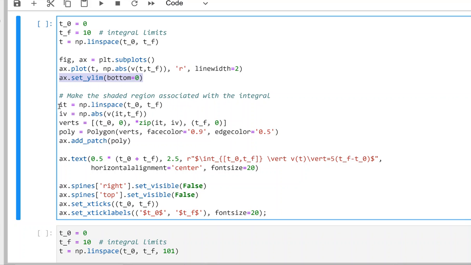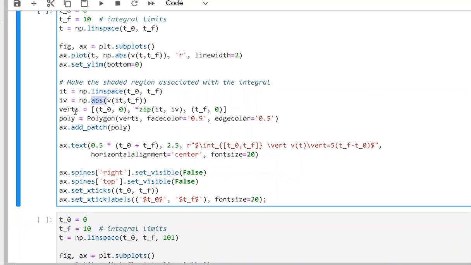with the integral. So the part of the integral I want to consider, the integral values for t, is t naught to tf. The integral values I'm going to use for the velocity are just the evaluation of that function v, and I'm using the absolute value of it again because I'm plotting the absolute value, like I was looking at in that last example. I'm creating a set of vertices to create a polygon region that has a certain shading.